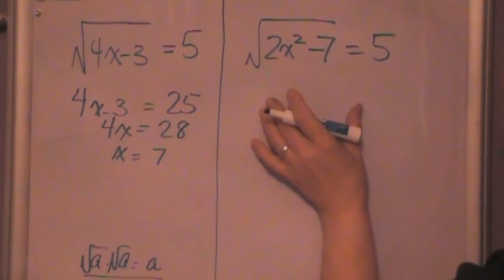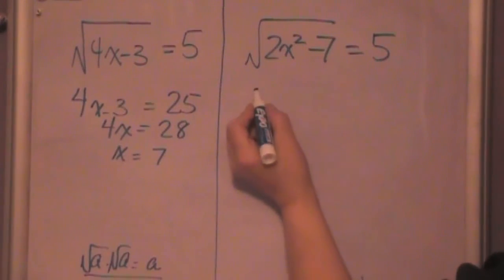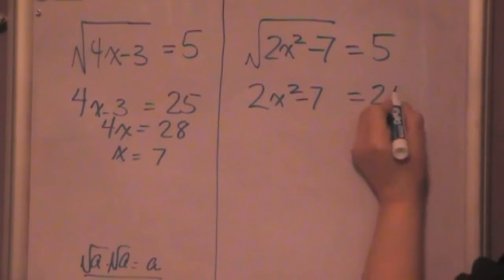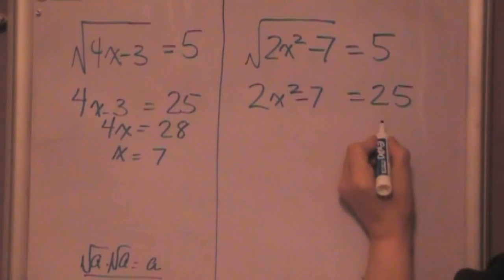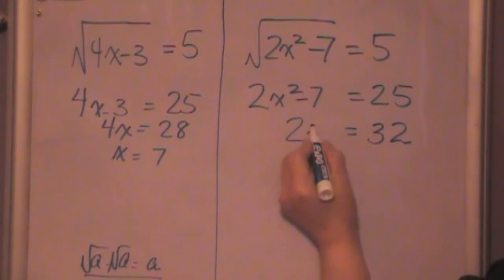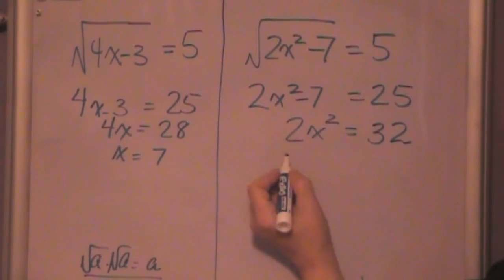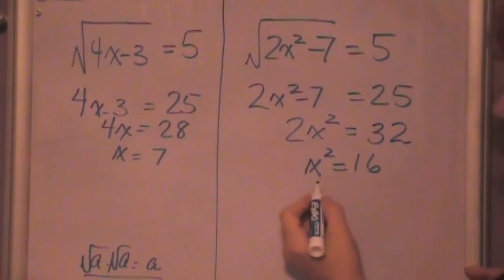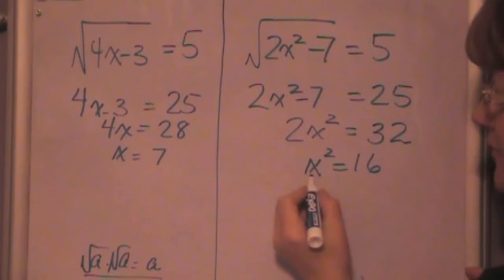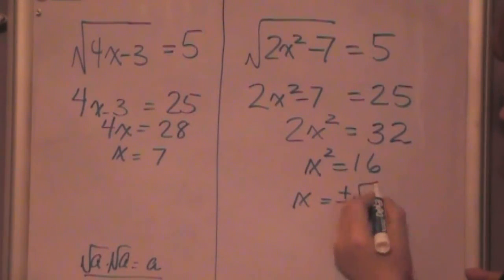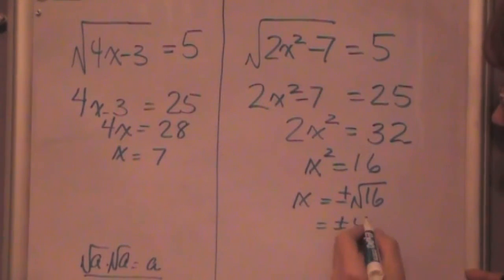Now over on this side, when I square both sides, I get 2x squared minus 7 equals 25. And now add 7 to both sides, and I get 32 is equal to 2x squared. Dividing both sides by 2, I get x squared is equal to 16. Now I have to take the square root of an x squared to get this. So if I take the square root of this side, I get x is equal to, this is where you use the plus or minus square root of 16, which is equal to plus or minus 4.